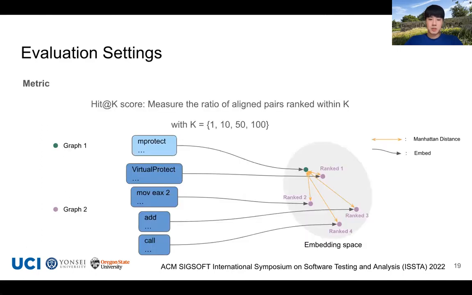To compare the performance, we use the HIT score as our primary evaluation metric, which is the standard metric in many similarity detection tasks. When an embedding for the target node is given, it first lists all embeddings generated from the counterpart graph and sorts them in ascending order using a certain distance metric such as Manhattan distance. Then it calculates the ratio of aligned pairs ranked within several k values. Therefore, the smaller the rank, the better, and the larger the HIT score, the better.